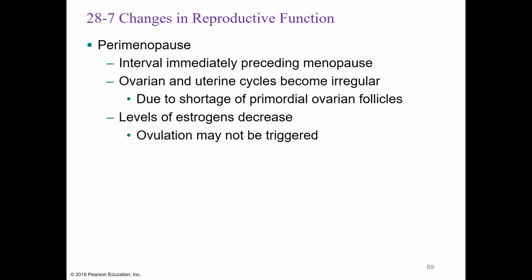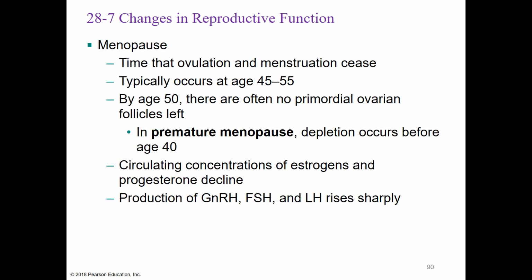Perimenopause is an interval immediately preceding menopause. The ovarian and uterine cycles start to become irregular due to the shortage of primordial ovarian follicles. Levels of estrogen decrease, and ovulation may not be triggered. Menopause is the time that ovulation and menstruation cease, typically around the ages of 45 to 55. By age 50, there are often no primordial ovarian follicles left.